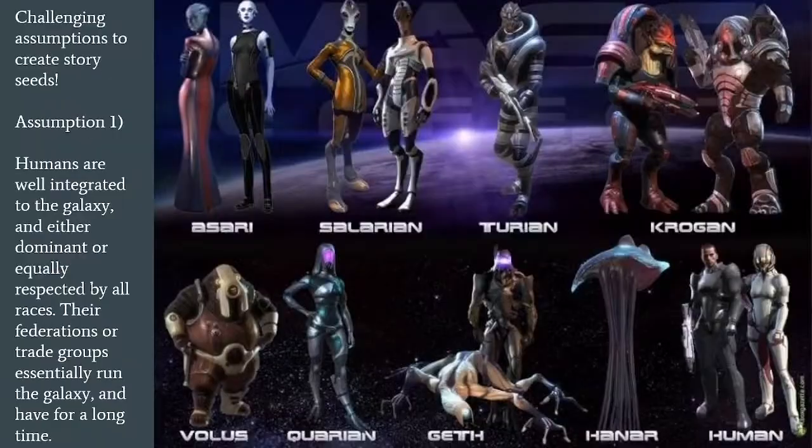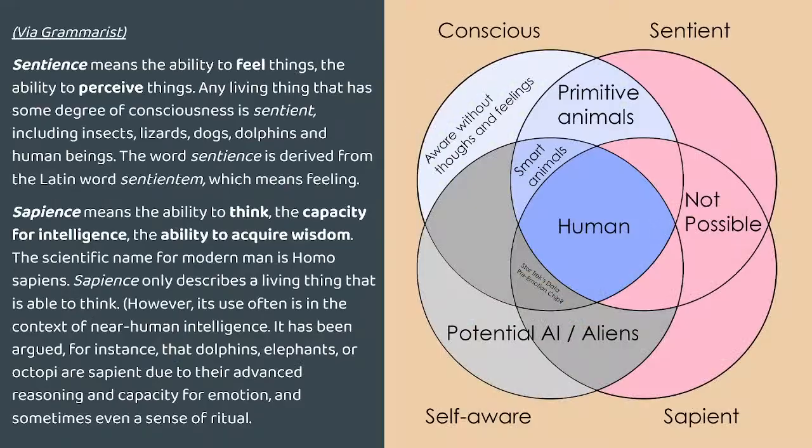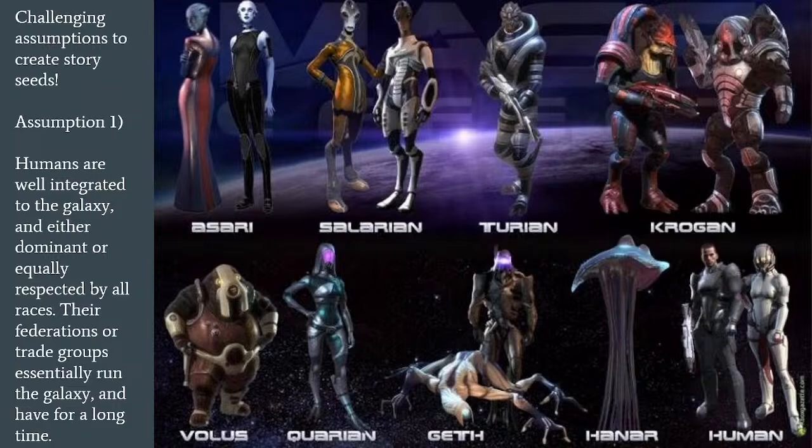And let's look at a couple more. So we have Mass Effect creatures here. Asari, Solarians, Turians, Krogans, Volus, Quarian, Geth, Hanar, and lastly, humans. And I actually really like this way that we kind of fight the stereotypes and trends in Mass Effect by challenging assumptions. So we can challenge assumptions about these different creatures and entities to craft these story seeds.